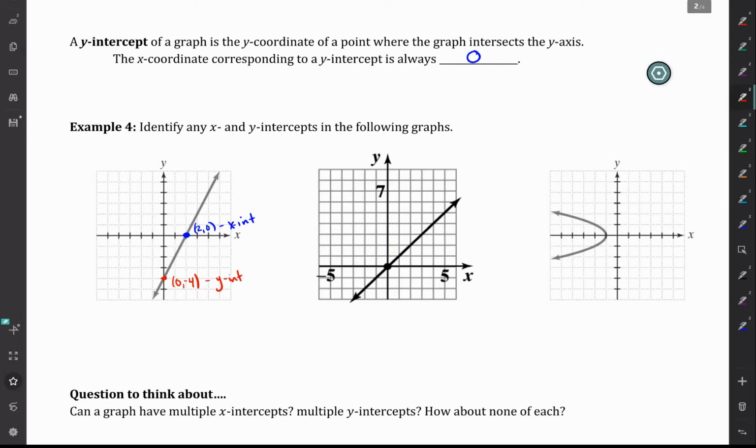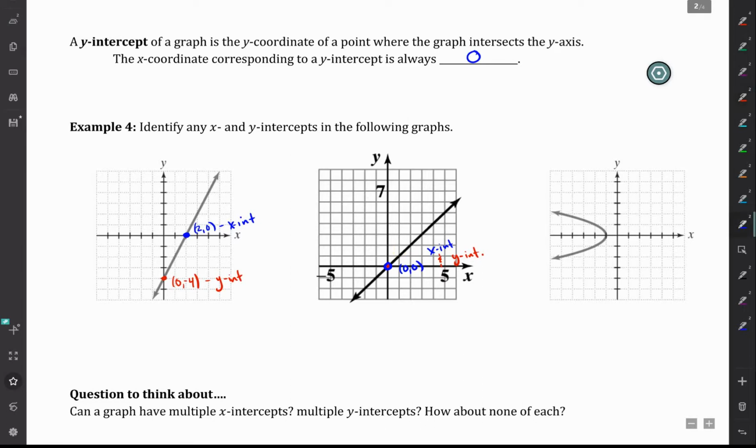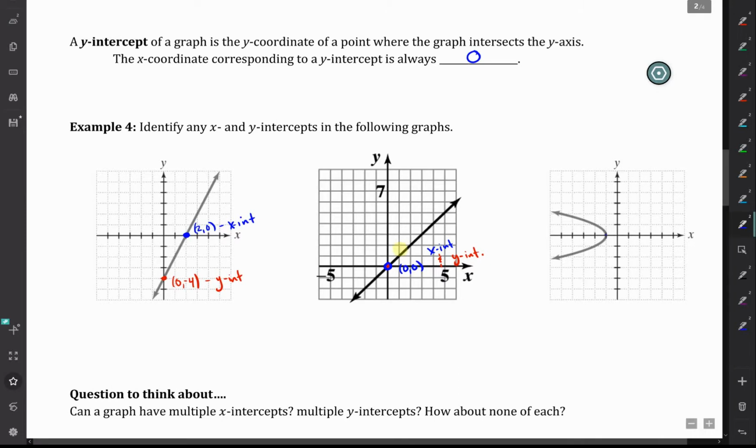For the second graph, the x and y-intercept is the same point, and that's the point 0, 0. So that's x and y-intercept. Okay, and then this last graph doesn't have any y-intercept because the graph never touches the y-axis, but it does touch the x-axis at this point right here, and so that's the point -1, 0, and that's an x-intercept.